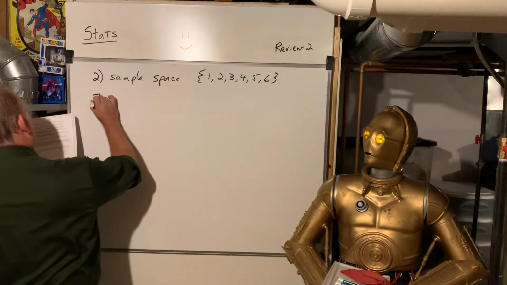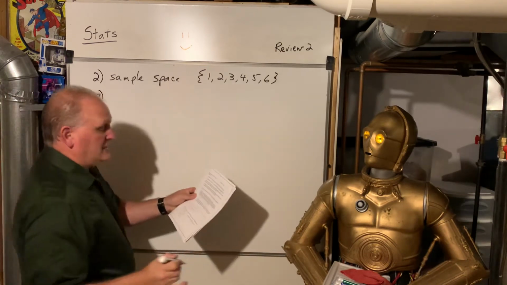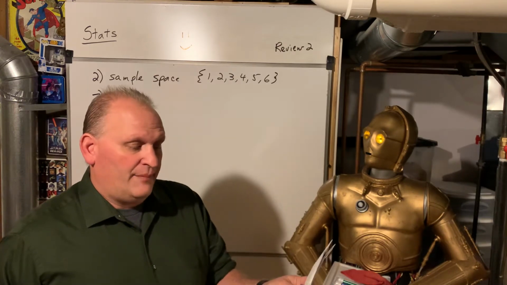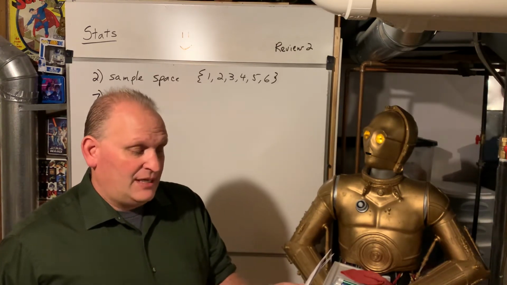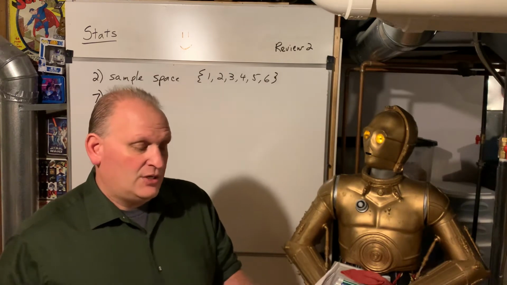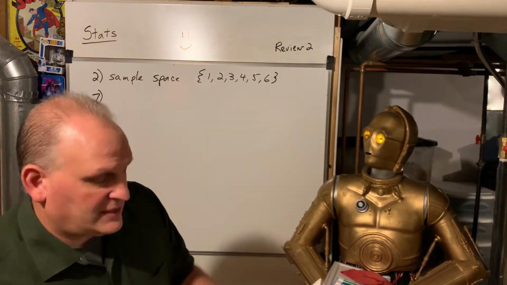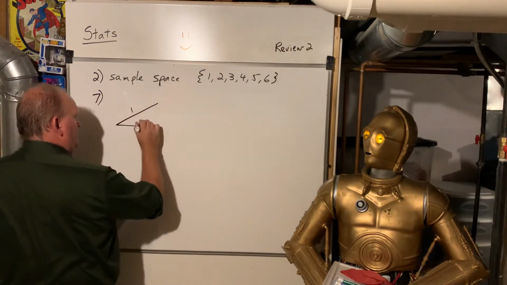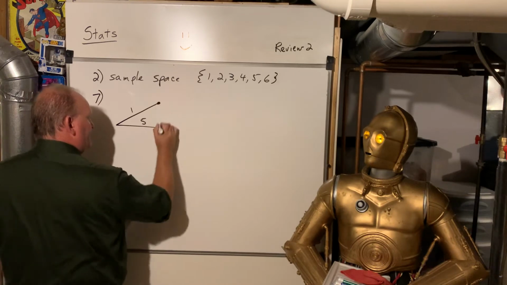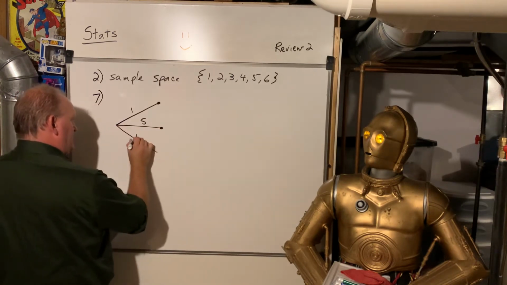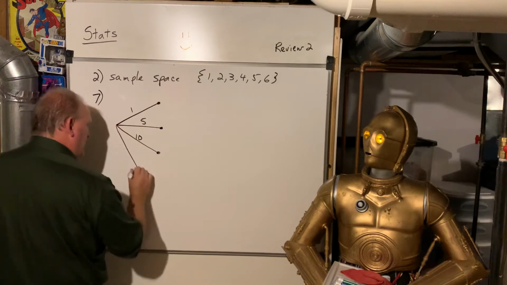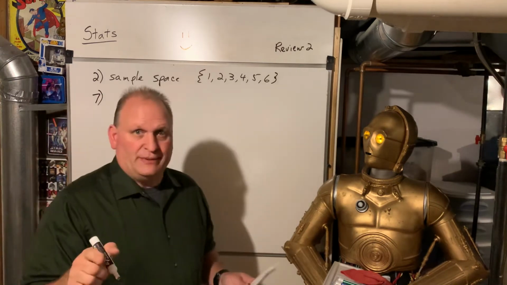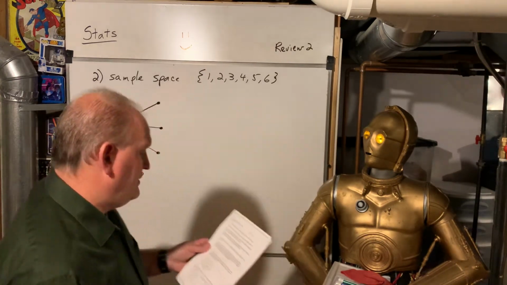Number 7, a box contains a $1, a $5, a $10, and a $20 bill. A bill is selected at random, not replaced, and then a second bill is selected at random. Draw a tree diagram to determine the sample space. Okay, so you have a 1, a 5, a 10, and a 20 in a hat or in a box or whatever, and you get to pick 2 bills out. So you pull one out, and we don't put it back in.